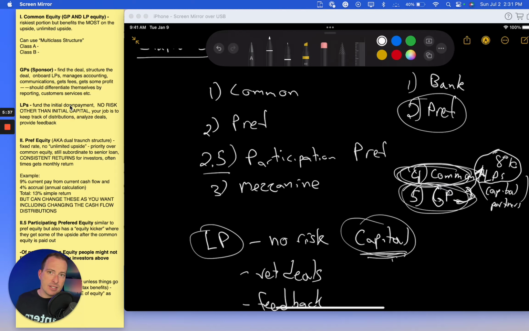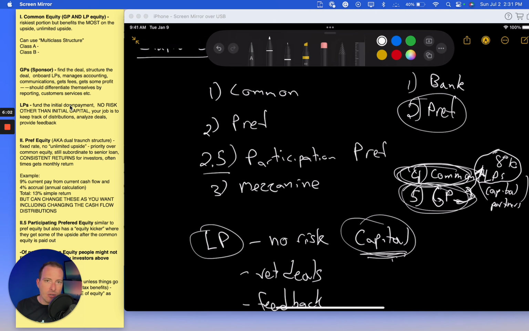And this is a red flag too, right? Rob mentions this in the book, and again, we're reviewing this book, Structuring and Raising Debt and Equity for Real Estate. If a GP wants to get in on a deal and they're not willing to put some of their money into that LP pool, that equity pool, that's a little bit of a red flag, right? Because they're getting fees, they're getting all the upside, but they're not putting any skin in the game.